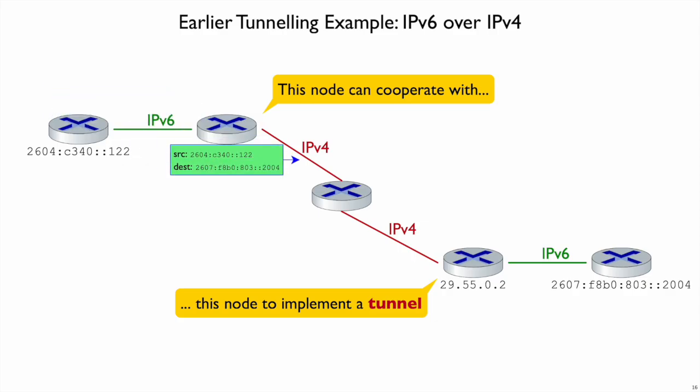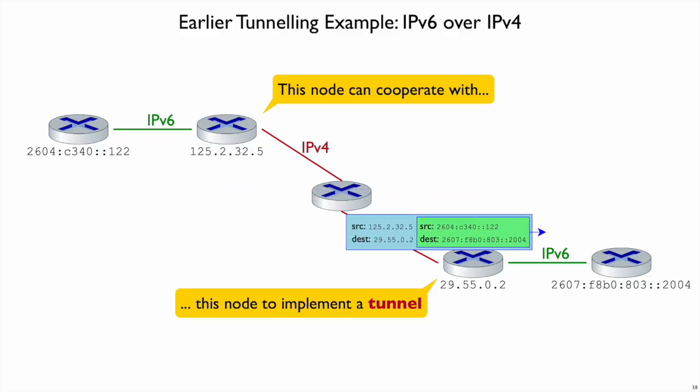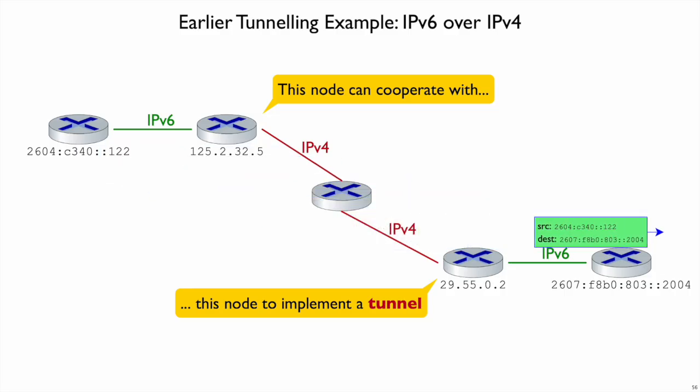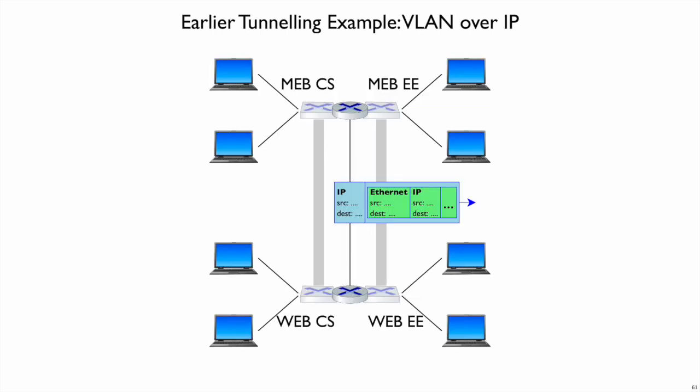So an IPv6 packet that arrived at the entry node would get wrapped in an IPv4 packet, which is addressed to the other end of the tunnel, which would unwrap that packet and send it along. A second example we saw was virtual LANs tunneling over IP.